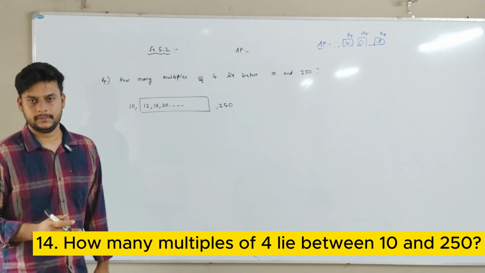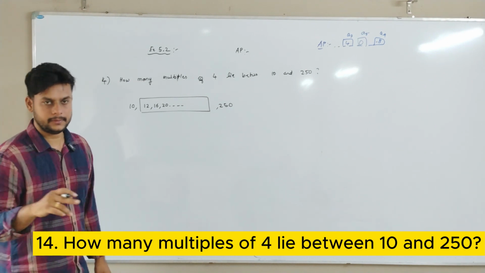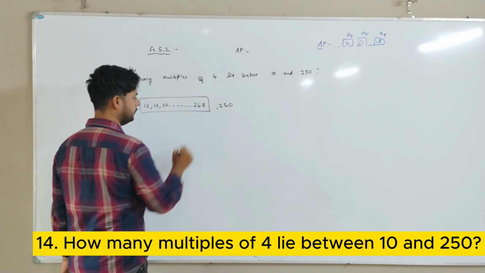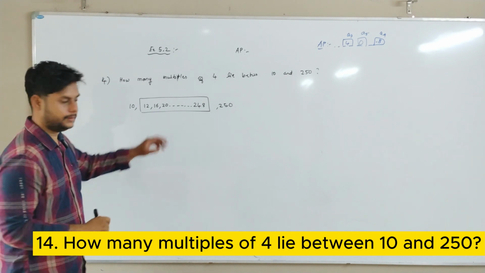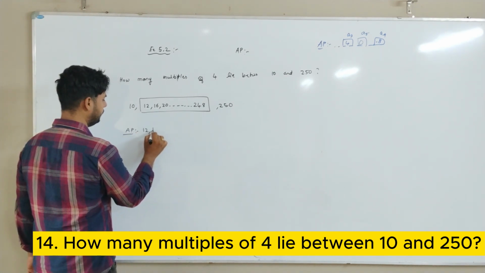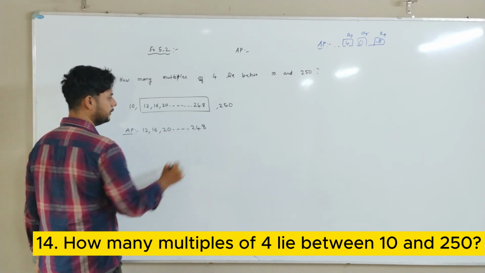248, try. 4 ones are 4, 4 sixes are 24, 4 twos are 8. So 248 is the last term. This is my AP. Once again I will write separately. AP is equal to 12, 16, 20, and so on till 248.